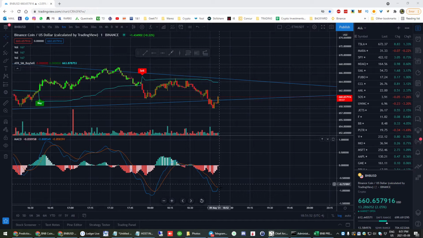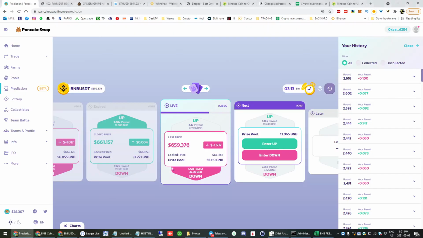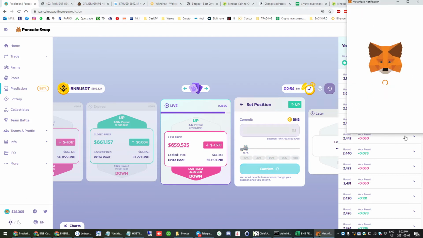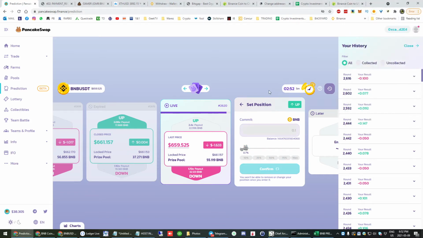So as you can see, this is crossing. So what I'm gonna do now is I'm gonna do this live here. So for predictions, I'm gonna put in an up here. Hopefully it'll let me. So I'm gonna put in a 0.1, confirm that. You have to keep in mind that if the timer runs out, it can deny your transaction as well.